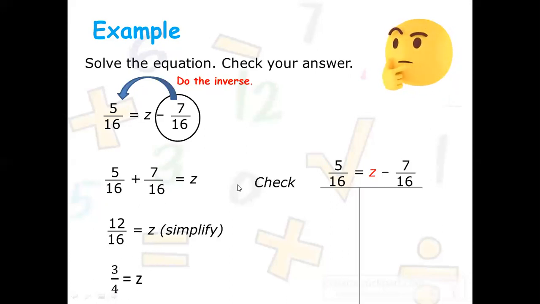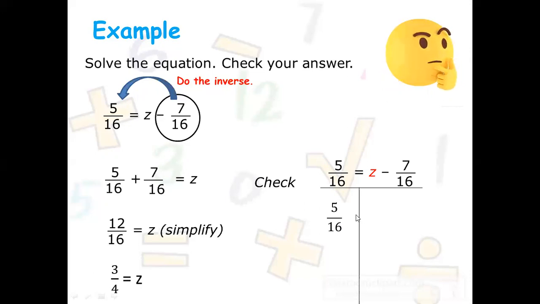Now let's go on and check. So what do you do for check? Draw the table. It's a table, a straight line and a standing line. Write the question on top. Now, 5/16 is already here.